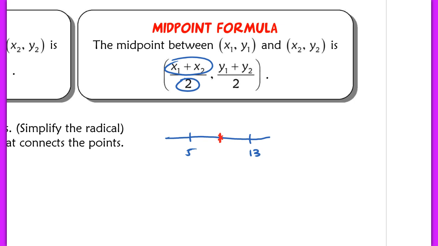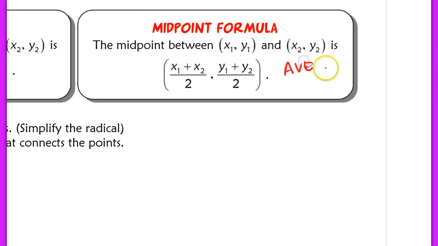You add up all the parts that you have, so here I'd add up 5 and 13, and then I would cut that in half. So the average here is 9. So if I went 4 units right and 4 units left, I'd end up right back at 9. So you're finding an average. That's all that a midpoint formula really is. It's finding an average. So please make a note here that what you're doing is you're averaging.